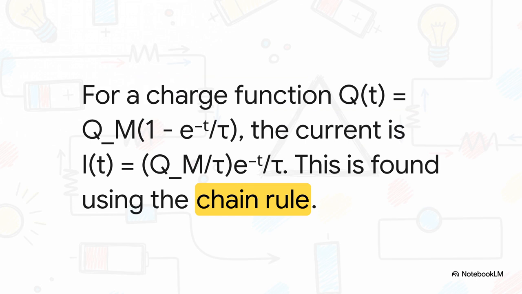So let's actually apply this. Here's a very common function for charge in a system, like a capacitor that's charging up. Q as a function of t is Qm times the quantity 1 minus e to the negative t over tau. That letter tau is just the time constant, which tells you how fast the system charges. So to find the current, we take the derivative of this whole thing with respect to time. The derivative of the first part, Qm, is just 0 since it's a constant. For the second part, we just use the chain rule. The derivative of that exponent gives us a negative 1 over tau, the negatives cancel, and we're left with Qm over tau times e to the negative t over tau.